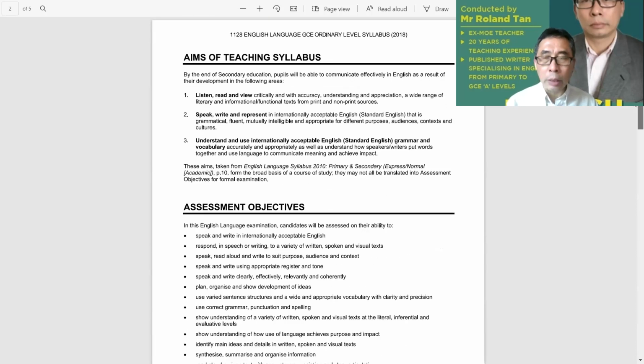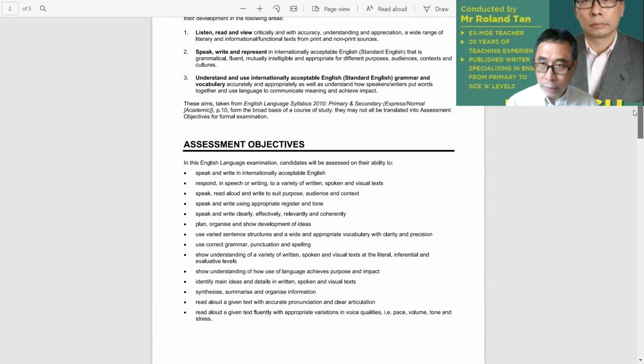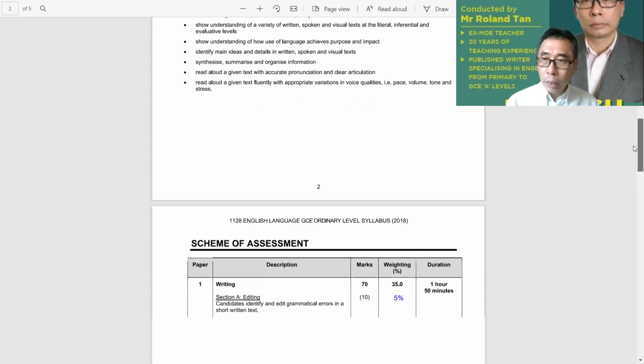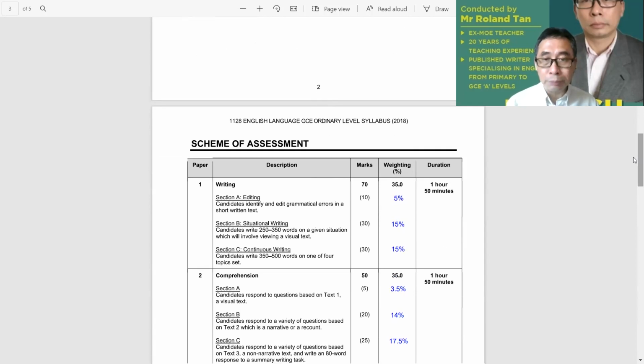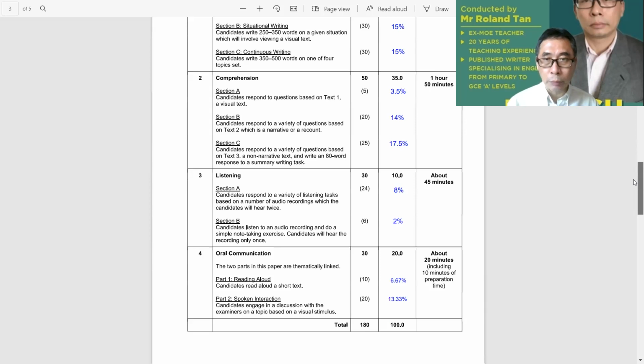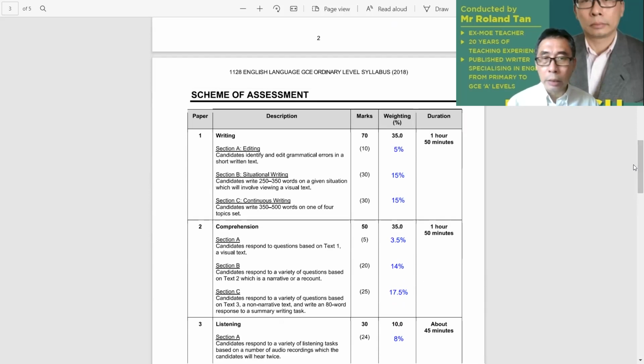By now, you would already have been very familiar with the 4 papers in your English language. Your paper 1, which is your writing, paper 2, comprehension, paper 3, listening comprehension, and paper 4, oral communication. Now, let's take a look at writing. What I have endeavored to do here is to regroup the marks so that you can see the relative weightage of each component and even each subcomponent.